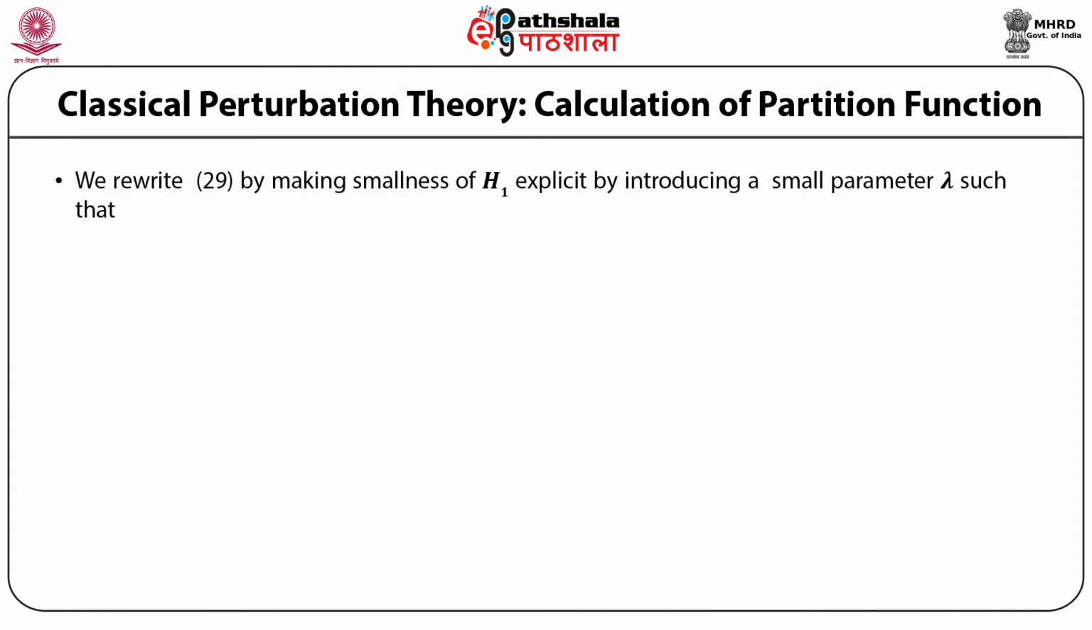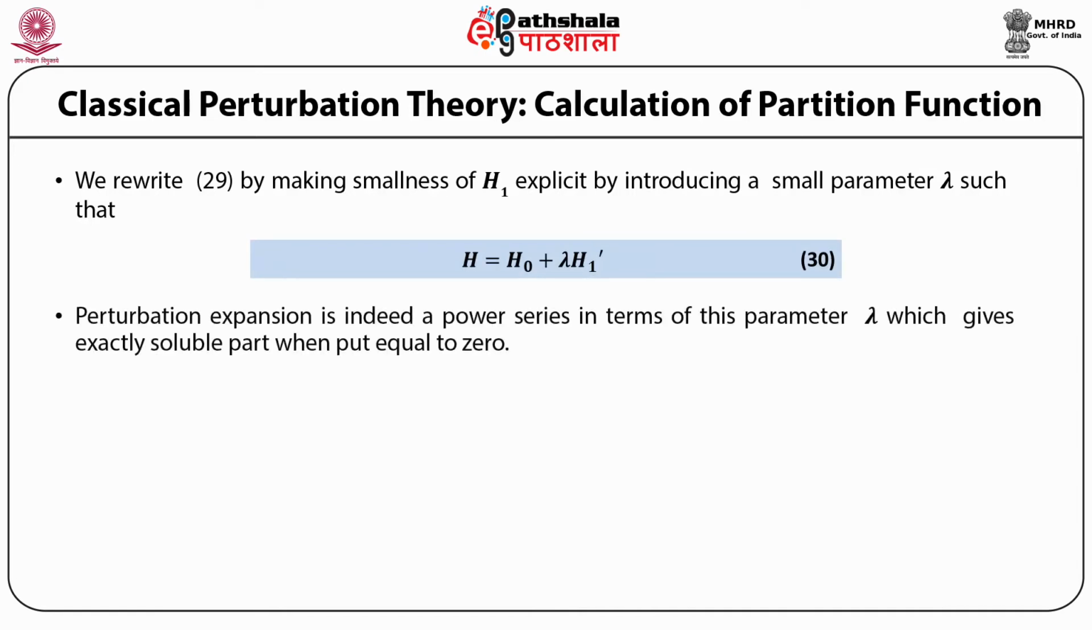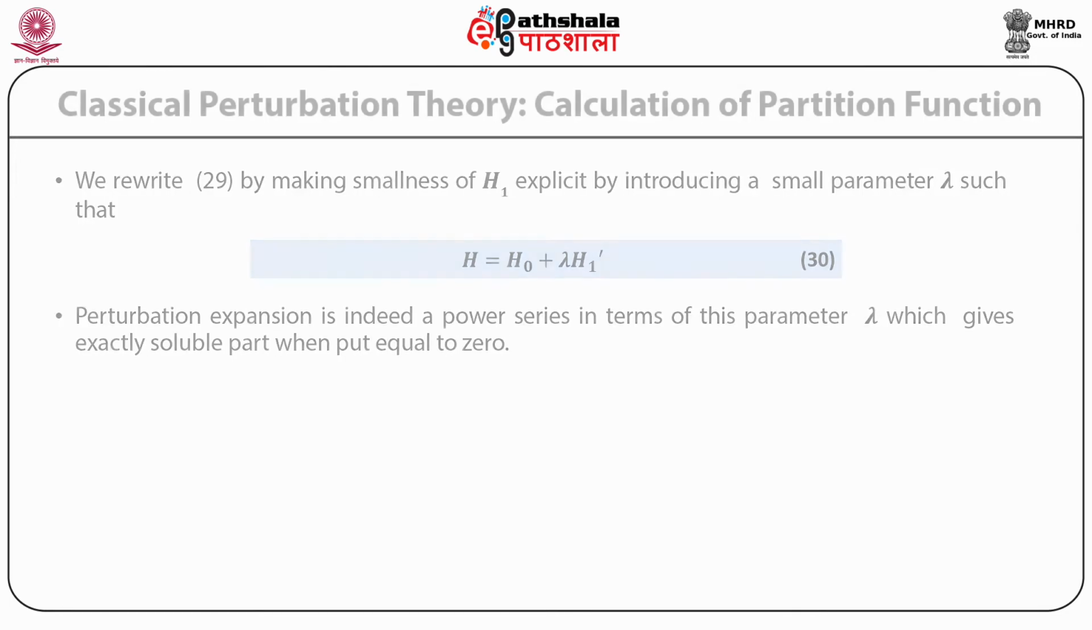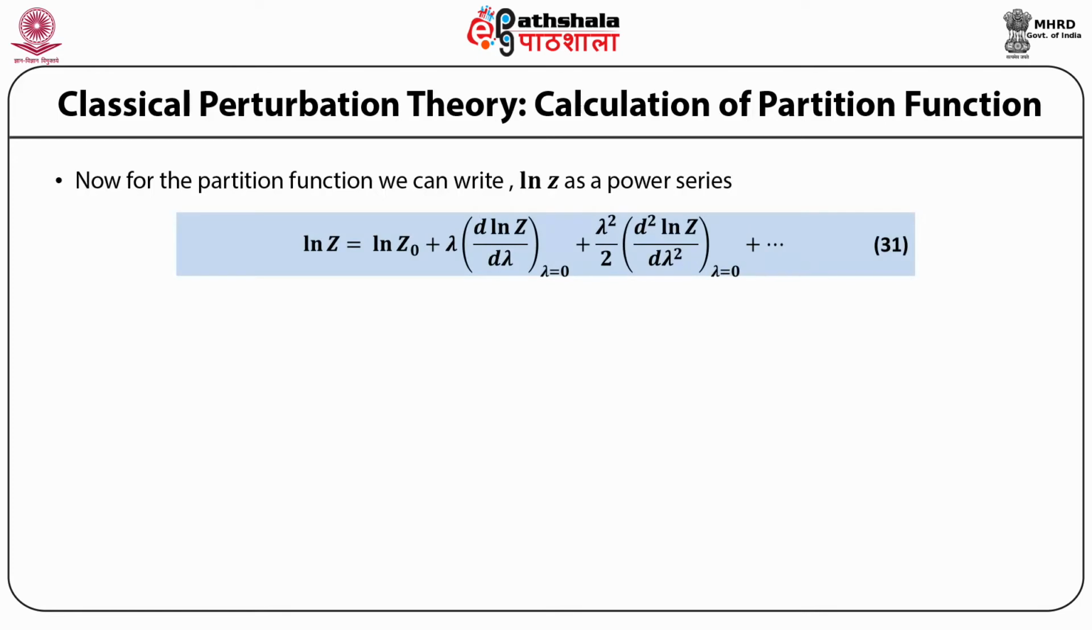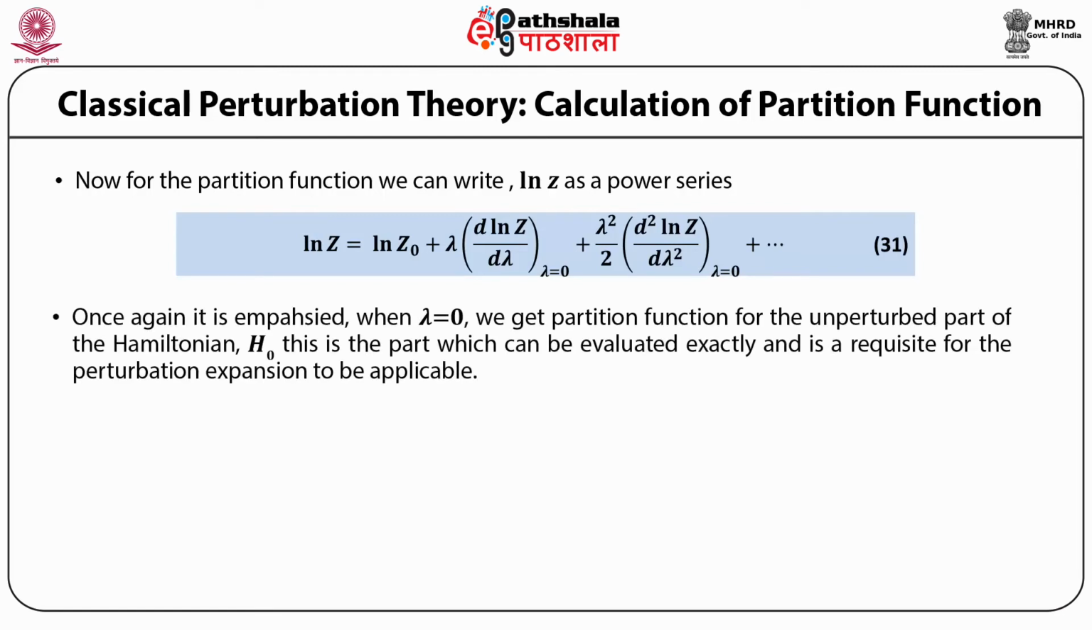We rewrite 29 by making the smallness of H1 explicit by introducing a small parameter lambda such that H is equal to H0 plus lambda H1 dash. Perturbation expansion is indeed a power series in terms of this parameter lambda, which gives the exactly soluble part when put equal to 0. Now for the partition function, we can write log of Z as a power series. Log of Z is equal to log of Z0 plus lambda times the derivative of log of Z with respect to lambda evaluated at lambda equal to 0, plus lambda square by 2 multiplied by the second derivative of log of Z with respect to lambda evaluated at lambda equal to 0, plus so on. Once again it is emphasized, when lambda is equal to 0, we get the partition function for the unperturbed part of the Hamiltonian, H0. This is the part which can be evaluated exactly and is a requisite for the perturbation expansion to be applicable.